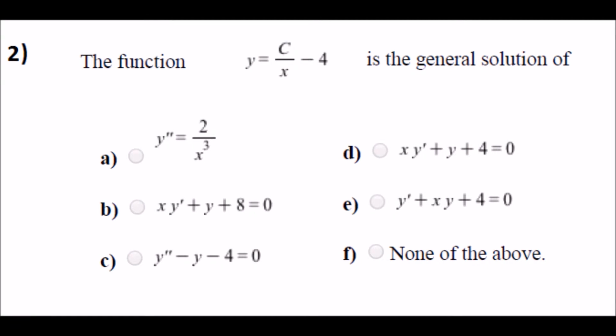Okay, guys, so right now we have the second question. And if you guys want to do the same steps that I did on the first question, you can just go ahead and pause the video, try to do the same steps that I did, and let's see if you could get the answer, which I'm pretty sure you guys will. I know you guys will. So the question says the function y equals c over x minus 4 is the general solution of, and then we're given our choices. Okay, so let's do the same thing we started last time.